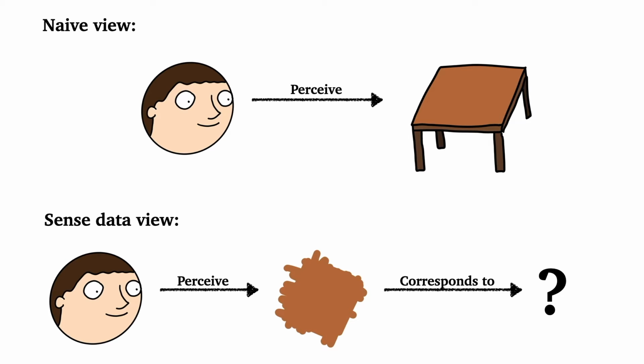So, on the naive view, which we outlined in the first lecture, what you're directly perceiving is the ordinary object, the table. On the sense data view, what you're directly perceiving are sense data, so patches of colour. In the case of the table, presumably various patches of brown. You also directly perceive sense data with a particular shape.